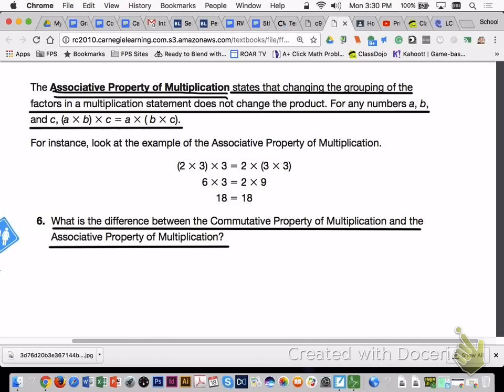For example, let's look at the associative property of multiplication example that they have for us. The quantity of 2 times 3 times 6 is equal to 2 times the quantity of 3 times 6. 6 times 3 is equal to 2 times 9. We get the same product of 18. Please answer number 6 with your group.